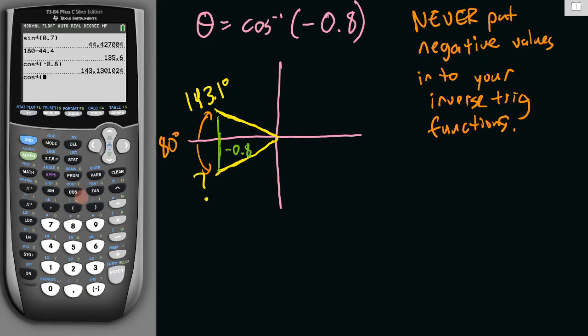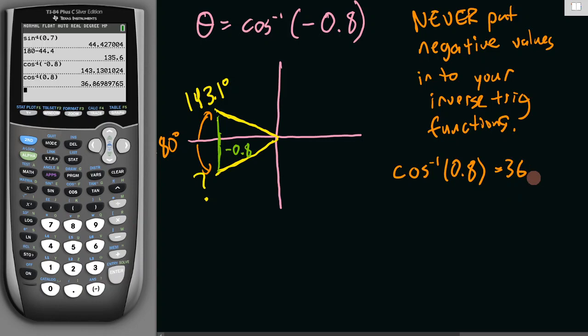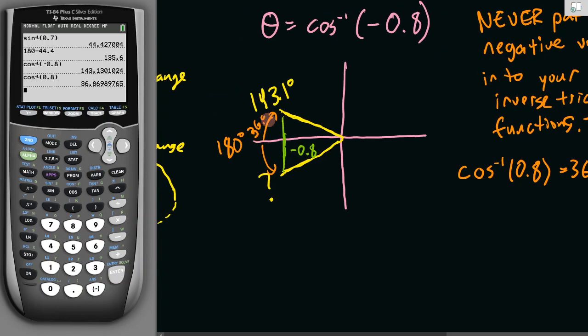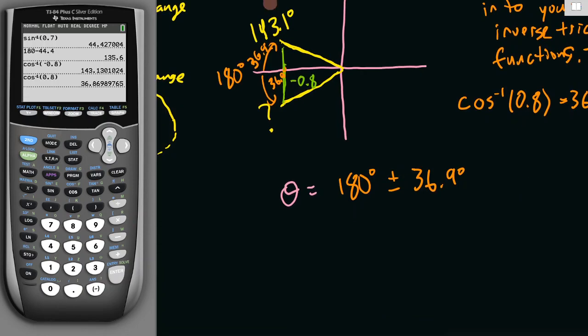If I did instead second cos of positive 0.8, so the exact same value, just positive, then cos inverse of 0.8 is 36.9 degrees. And that is your reference angle. That tells you that this is 36.9 degrees and this is 36.9 degrees. So then theta is 180 plus or minus, right? Going back or going forwards, your 36.9 degrees. And that's fairly easy to do then.